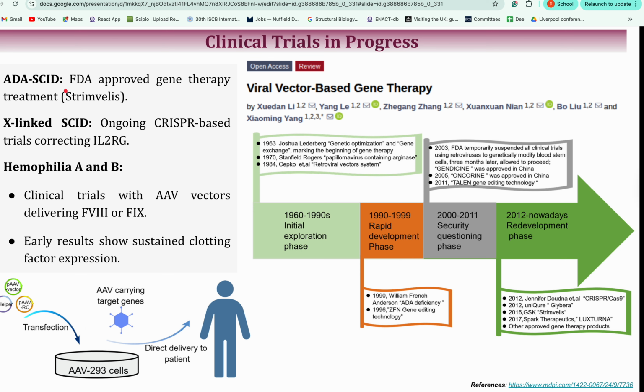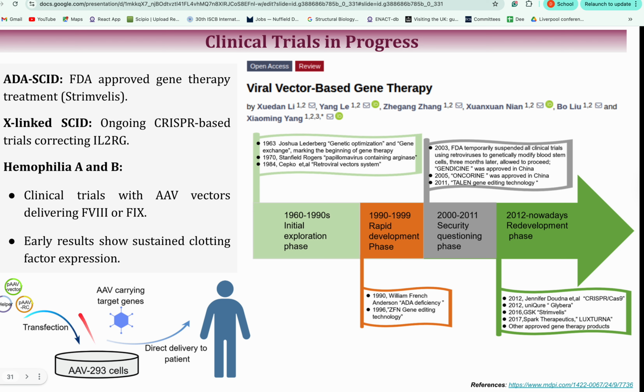ADA-SCID is the condition in which there is a deficiency of ADA, which is adenosine deaminase. The FDA-approved gene therapy treatment is Strimvelis. Then for X-linked SCID, CRISPR research is ongoing and trials are trying to correct the IL-2RG gene. Similarly for hemophilia A and B, clinical trials with adeno-associated virus vectors are delivering factor 8 and 9, and early results show sustained clotting factor expression.